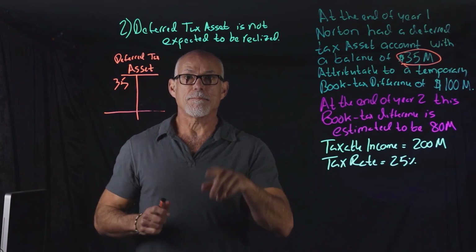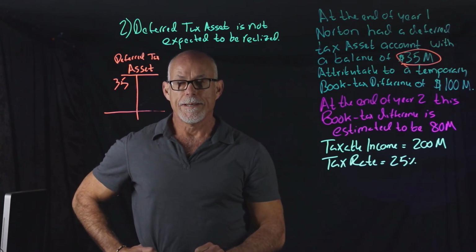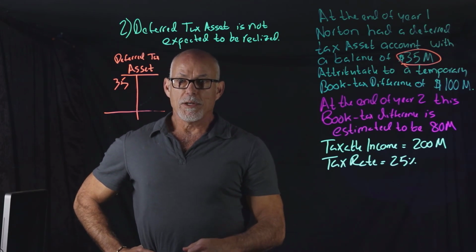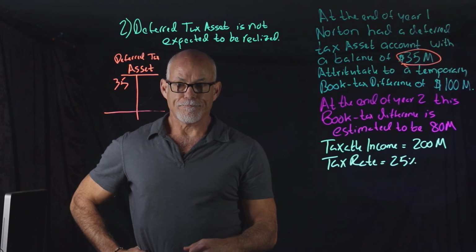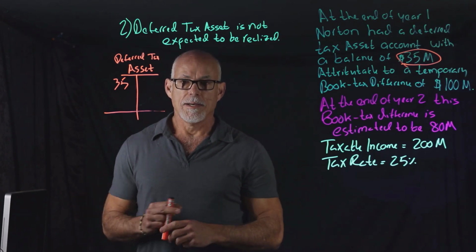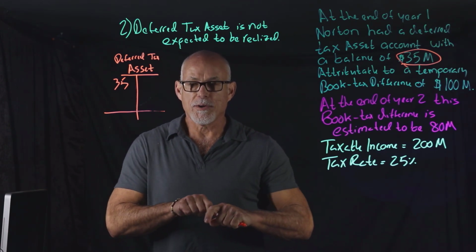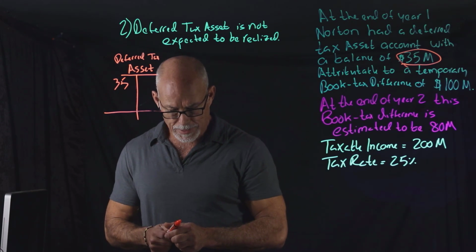This change in fact, deferred tax asset is not expected to be realized in part 2. And what we're going to do here is we're going to create a valuation allowance. And the valuation allowance is simply going to offset this balance. And it's going to be an increase in tax expense. That's our journal entry.